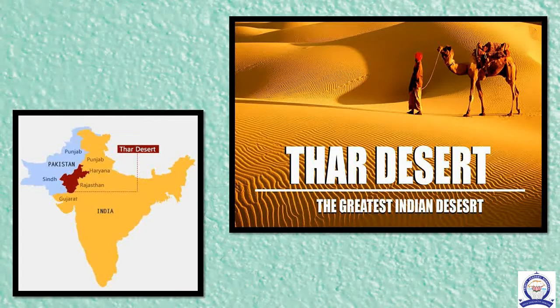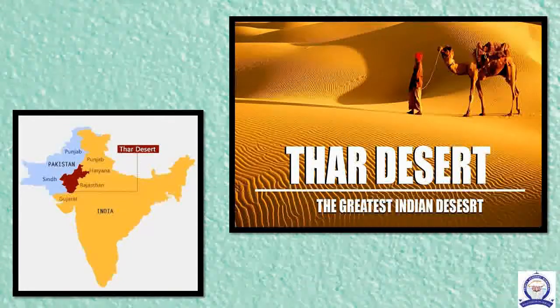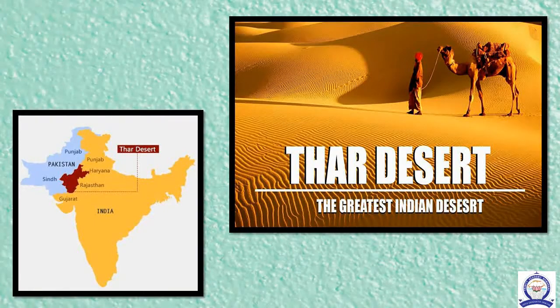About 85% of the Thar Desert is located in India, with the remaining 15% in Pakistan. More than 60% of the desert lies in the state of Rajasthan. It extends into the states of Gujarat, Punjab, and Haryana.